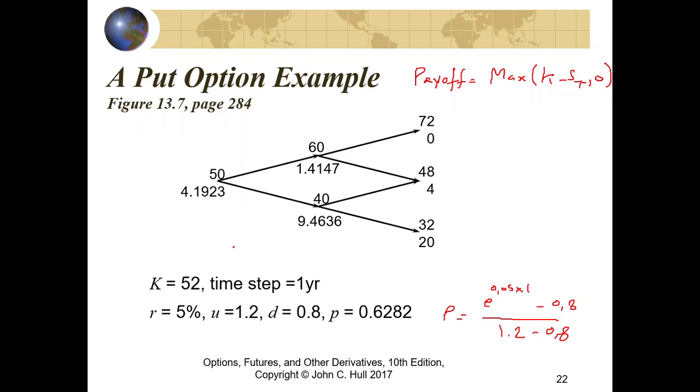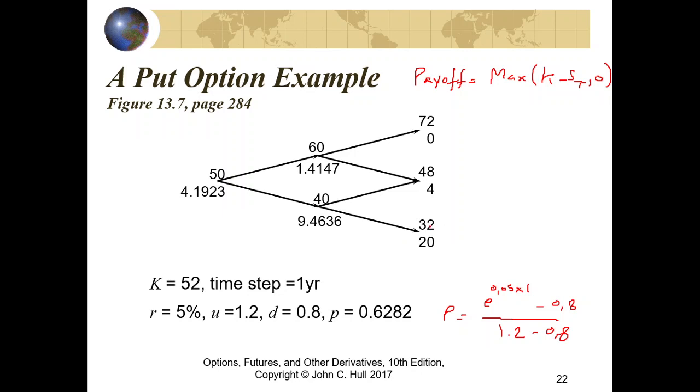So 50 times 1.2 will give us 60. 60 times 1.2 will give us 72. I want to get the price of the stock here. I can either multiply 50 times 1.2, which gives me 60, and then times D, which gives me 48. Or 50 times D gives me 40, and 40 times U gives me 48. The final price is 50 times 0.8 times 0.8, which gives me 32.